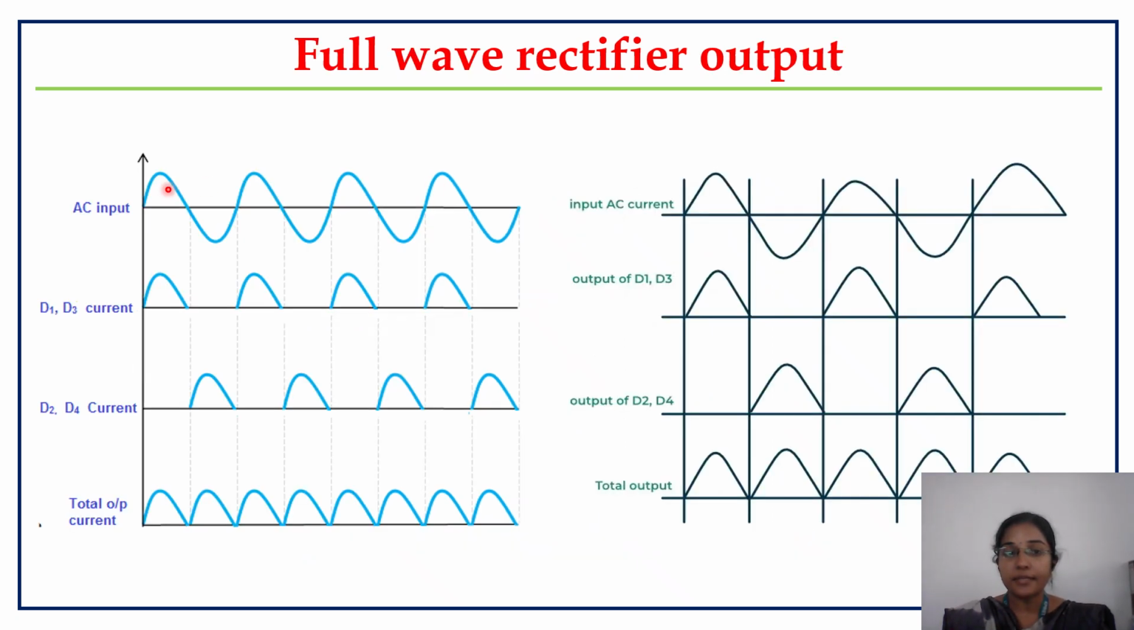So here is a comparison table of my full wave rectifier output. Here is the AC input for both my bridge rectifier and the full wave rectifier with center tap transformer. Here I have my output for the positive half cycle. This is the output of the negative half cycle, and here is the combined output.